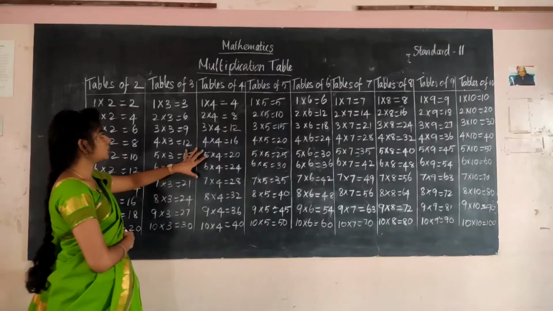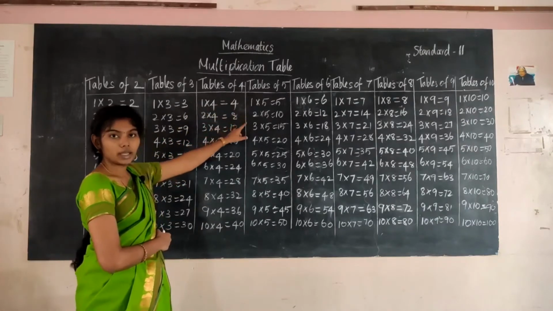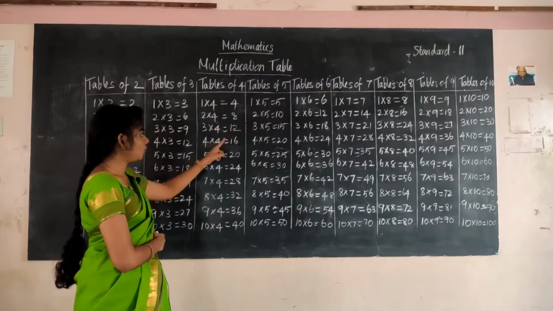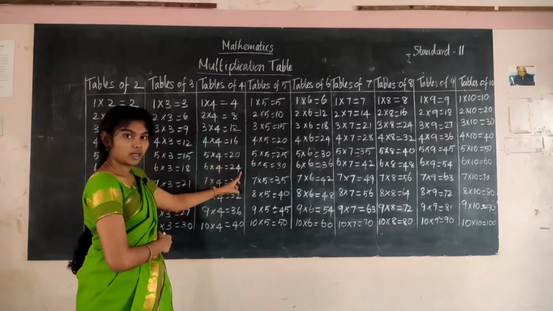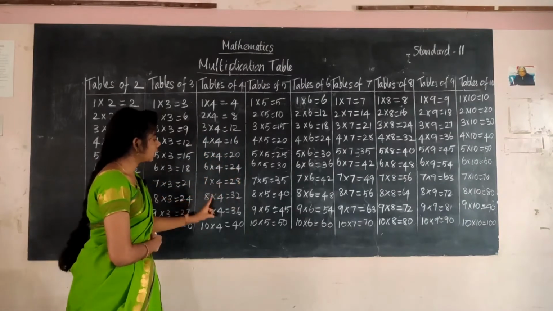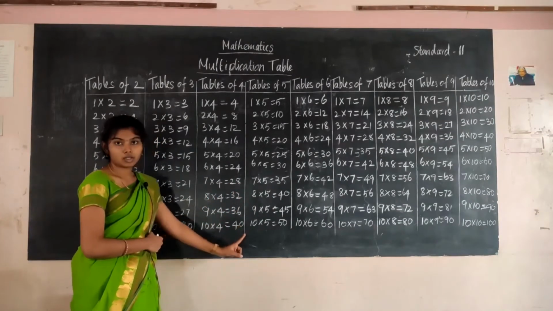And now we shall see the fourth table, okay. 1 4's are 4, 2 4's are 8, 3 4's are 12, 4 4's are 16, 5 4's are 20, 6 4's are 24, 7 4's are 28, 8 4's are 32, 9 4's are 36, 10 4's are 40.